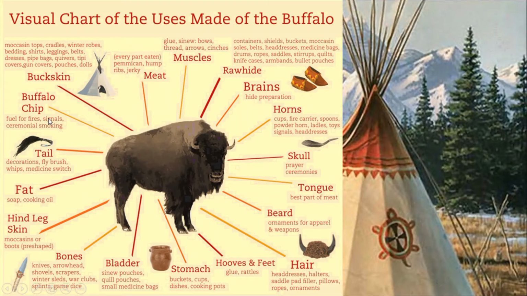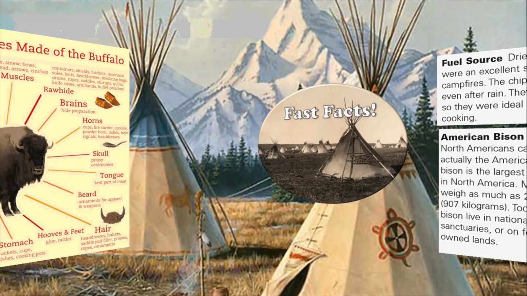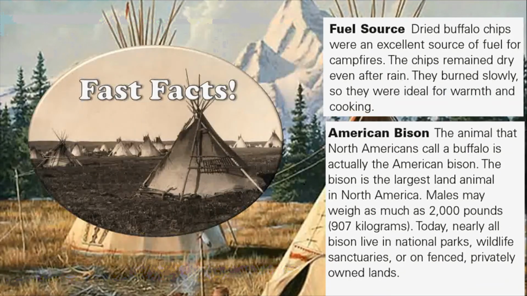And then finally, another important resource would be buffalo chips. And a buffalo chip is dried buffalo poop. And it was the kids' job to go collect the buffalo chips to make the fires. Now, these buffalo chips were really good as a fuel source. Even if it was raining, the buffalo chips still stayed dry and they burned really slowly. So they were actually an excellent source of heat for when you needed a fire to stay warm, and for cooking because they burned slowly.